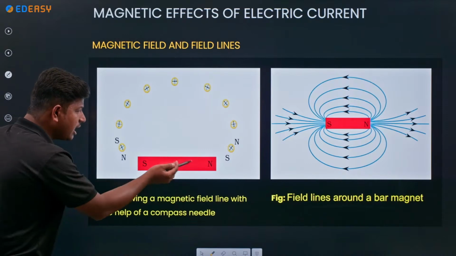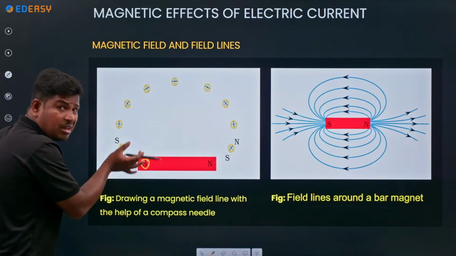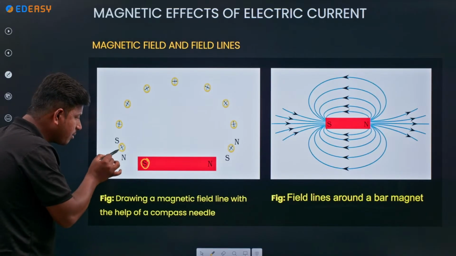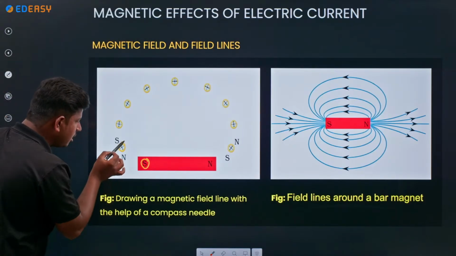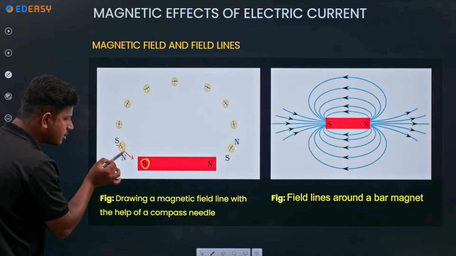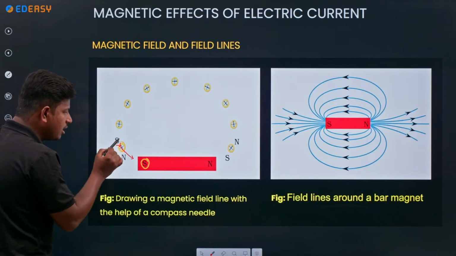If you want to see better, look at here. Here I am taking a bar magnet with the south pole. If I place a magnetic compass, look at the magnetic compass. If I am taking a magnetic compass, which pole is it? North pole. And the south pole will be like this. And similarly here, this is the south pole.